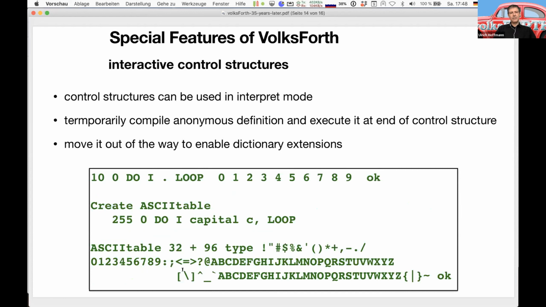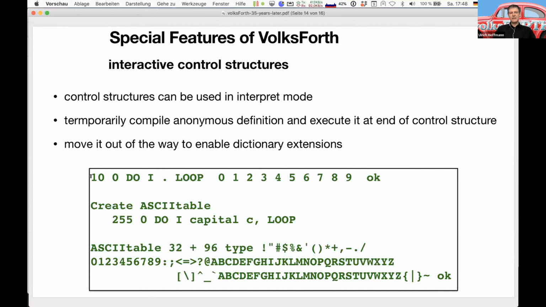This is done by temporarily compiling an anonymous definition. And once you end the control structure, the outermost one, this gets executed. But to allow extending the dictionary inside the code that you execute, it's moved out of the way and executed somewhere else. It could be done on the heap, but it's actually moved to the return stack and executed there. Let's have a look at how it can be used.